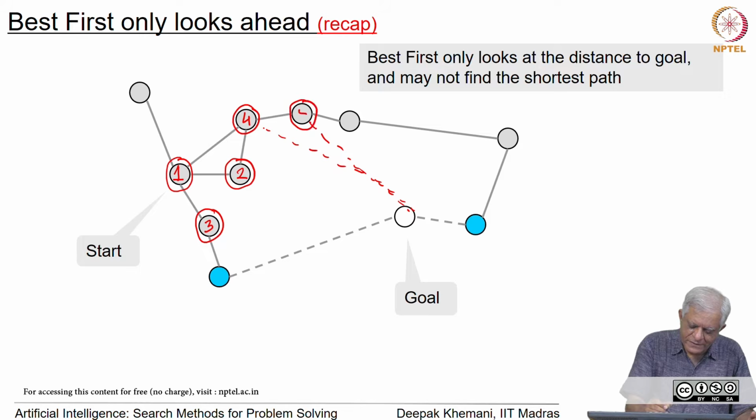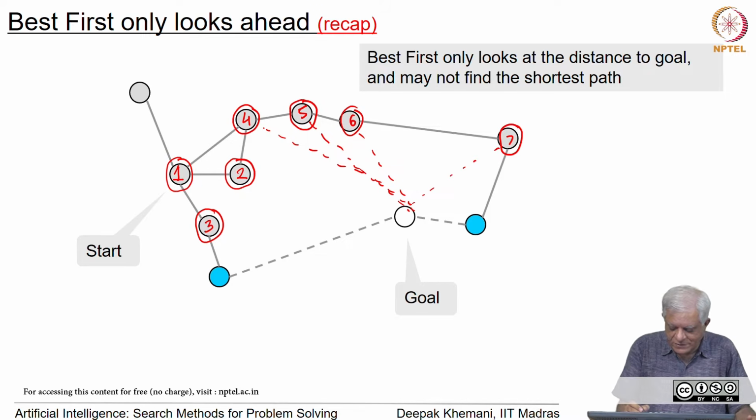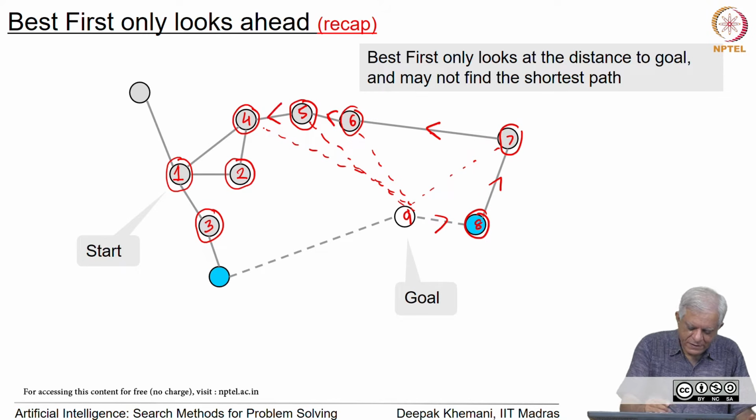So, it explores this as a 5th node, and this process continues and it finds nodes which are always closer to the goal than the path on the shortest path. So, this is 8 and then 9. So, the path it found, if you denote the back pointers, would be this one.